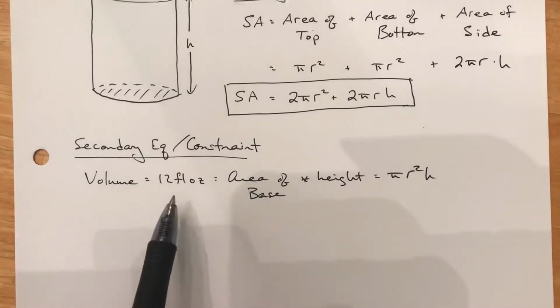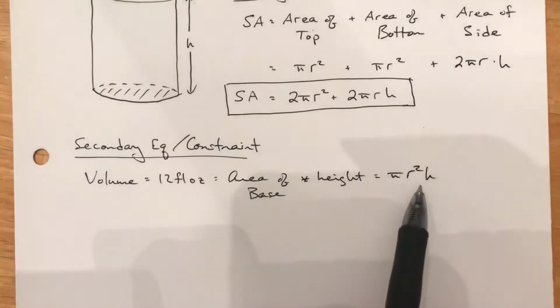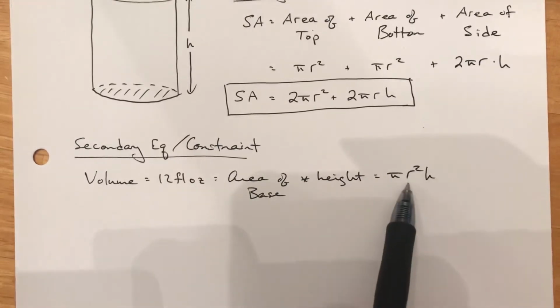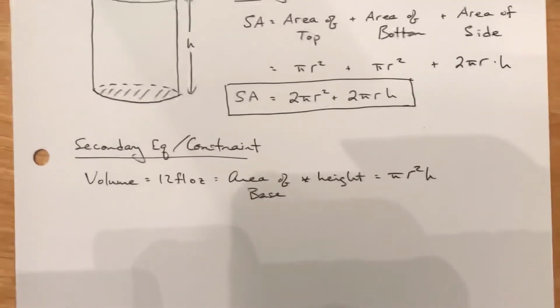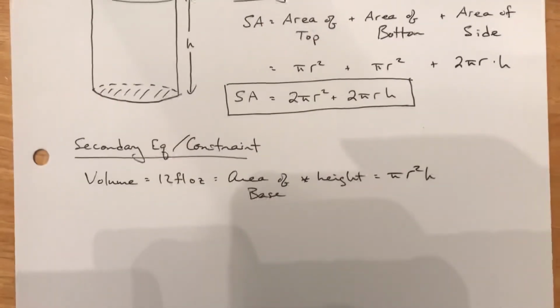But now we run into a separate kind of problem. We can't just say solve this for h in terms of r and push that pi r squared over to the other side, because, well, what sorts of units would we expect r and h to be in?